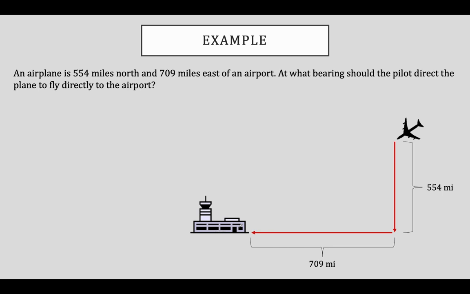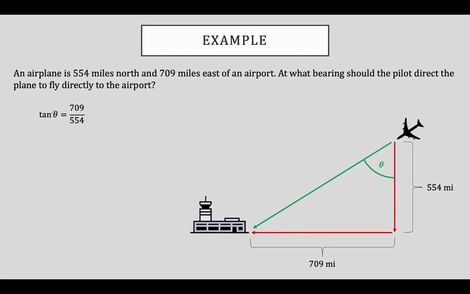Well, if I want to fly directly to the airport, that's along this green path, we can start off by finding this angle up here. All right, and notice that in drawing our picture, we generated another right triangle. A lot of these are related to right triangle trigonometry. And with respect to our angle theta here, we are dealing with the opposite and the adjacent side of this right triangle. Well, which trig function relates opposite and adjacent sides of right triangles? That would be tangent. And so we could say that the tangent of the angle theta is equal to 709 divided by 554, opposite over adjacent.